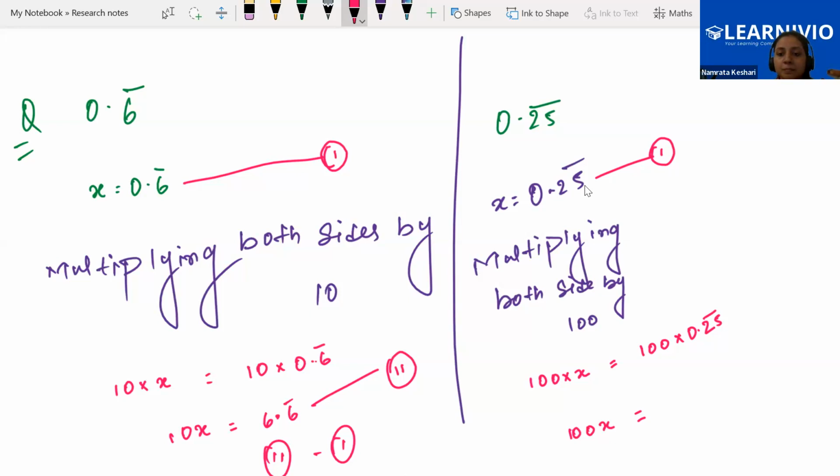250. I'm not really sure. Yes, Sarah, what are we going to have? 25.25 bar. 25.25 bar, right? Yes.